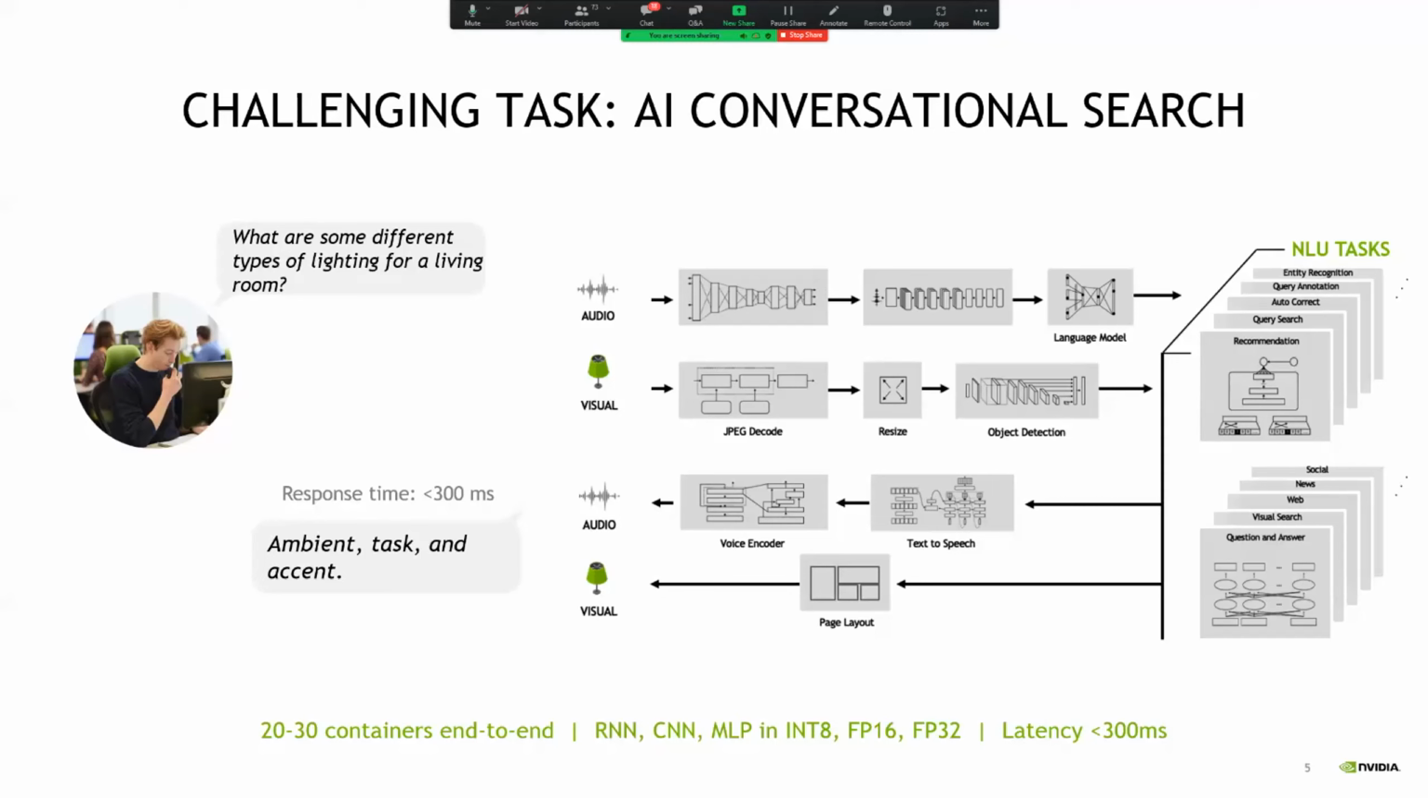Well, in a conversational AI, you'd have quite a variety of different tasks that get broken down to do that, right? You're going to have audio that has to get decoded, and you're going to have some language model. You're probably going to be running a variety of different natural language processing tasks: entity recognition, autocorrection, recommendation, querying, searching, these kinds of things.